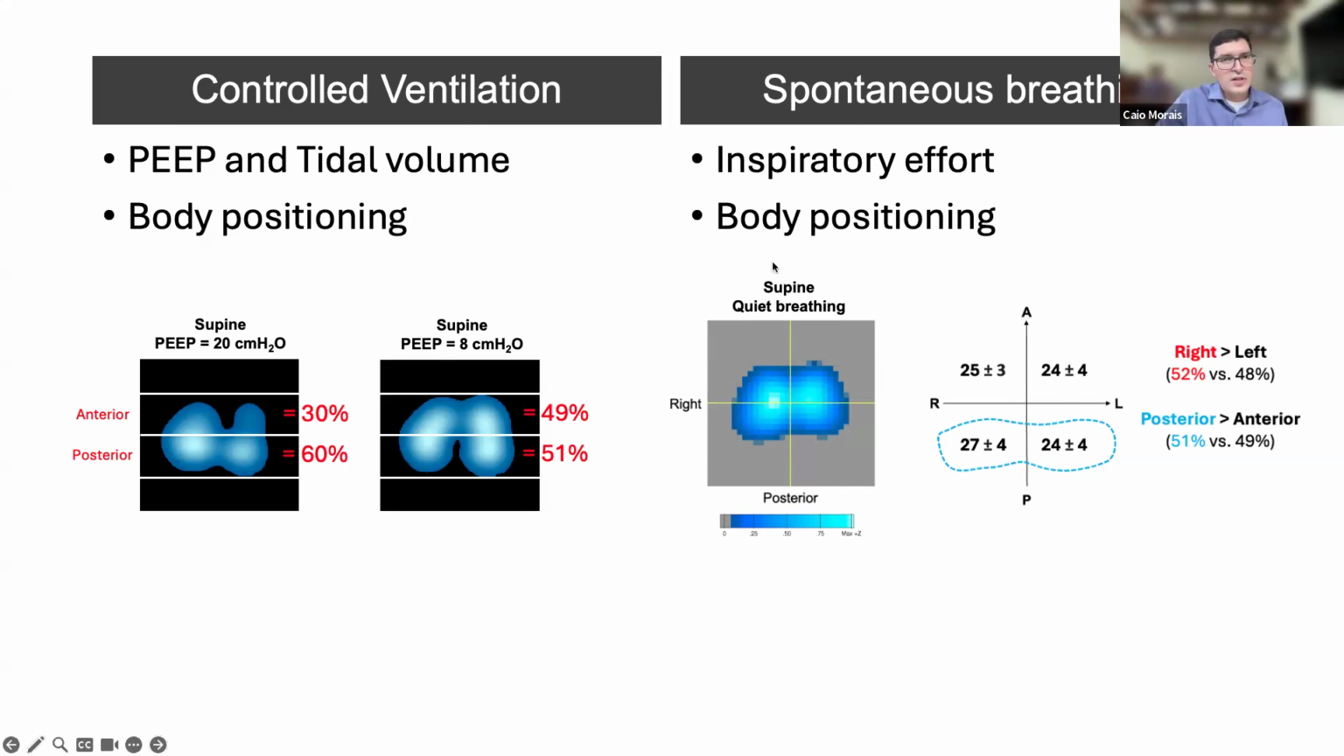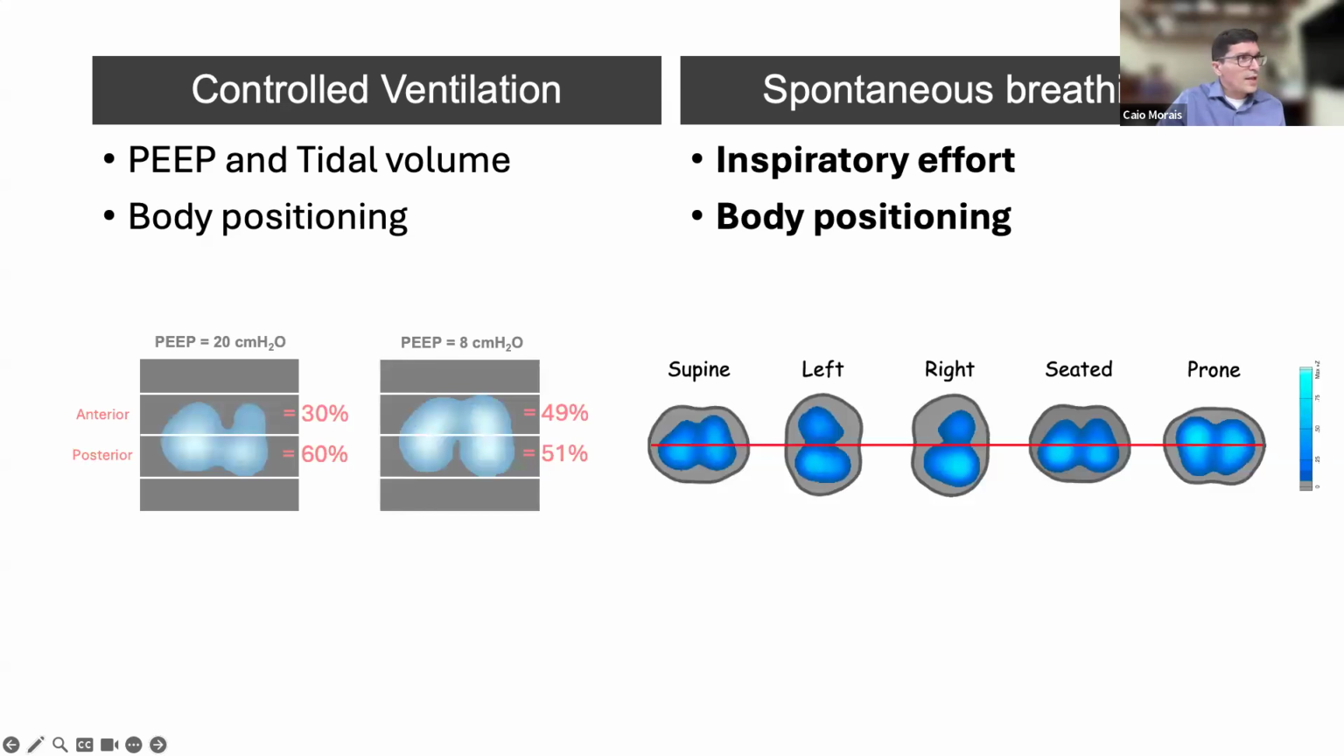And body positioning also makes a huge effect. But in general, for a patient without lung disease in supine position, this is the average. We have a slightly non-significant ventilation in the posterior part and a little bit on the right side as well, but both non-significant. In patients under spontaneous breathing, the body position makes a huge change.